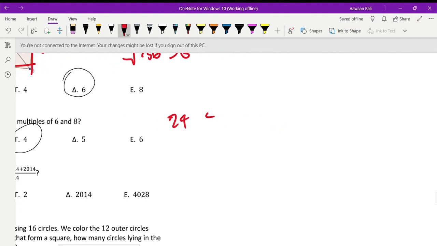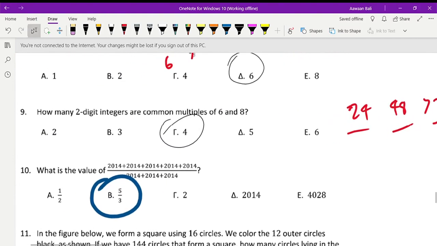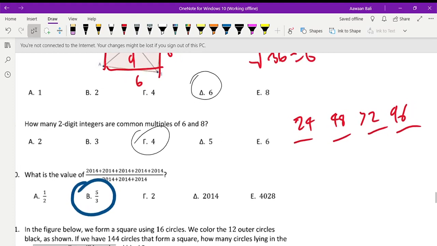But we have 24, 48, and then we have 72, and we have 96. Only 4 possible. We only got 4 of them, and they're all 2-digit numbers. And because of the multiples, that means that they're all also common multiples of 6 and 8. And since they're the multiples of the lowest common multiple, again, we'll have to list every single one. If we did 48, we'd only list this one and this one. If we said the multiples of 72, we would only list 72 itself. But 24 is perfect, listing all 4 numbers, including itself. Therefore, the answer is gamma.